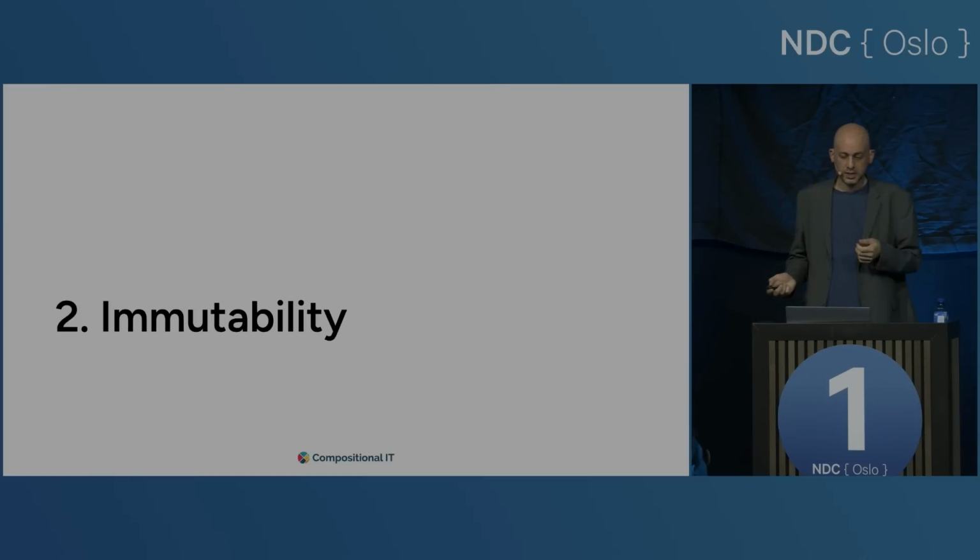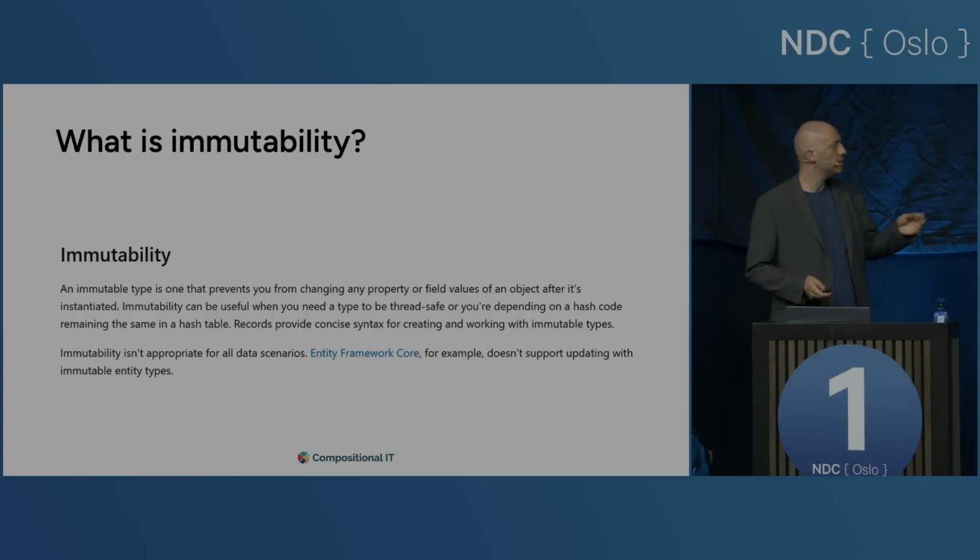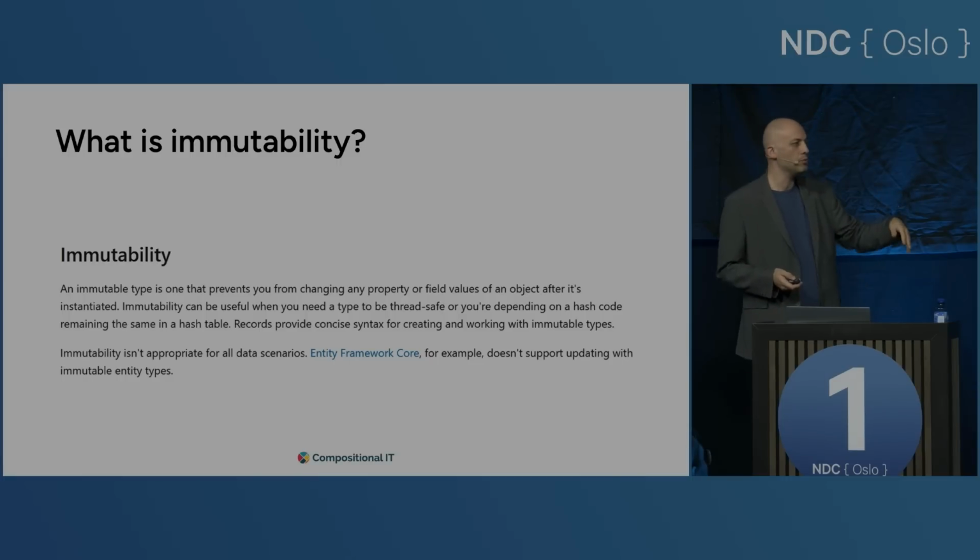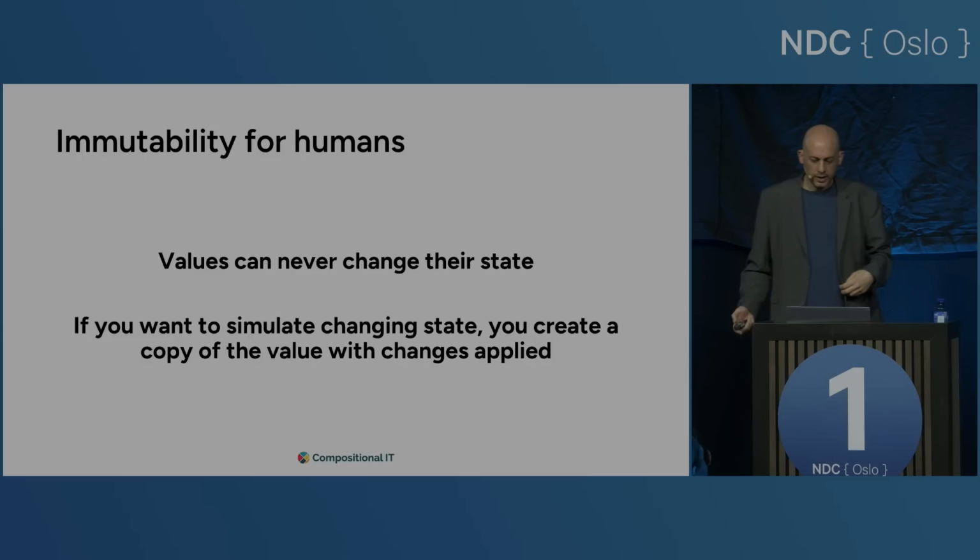The other one is immutability. Again, I looked on docs.microsoft.com. I found one article about immutability that started talking about Entity Framework. So I skipped that out.